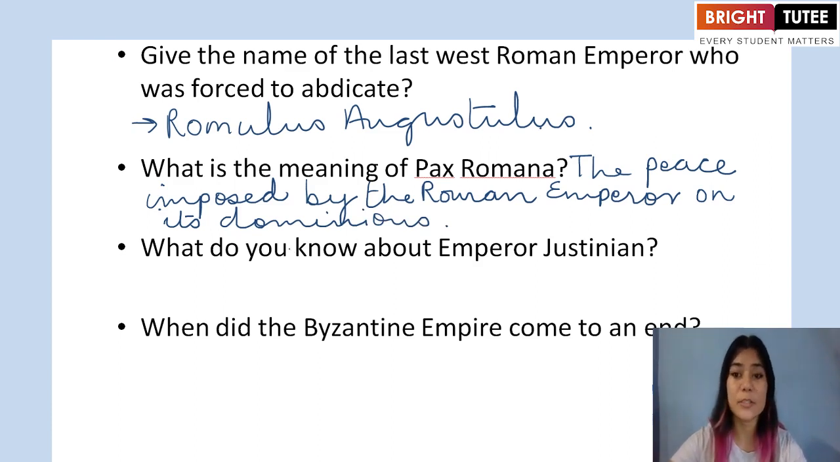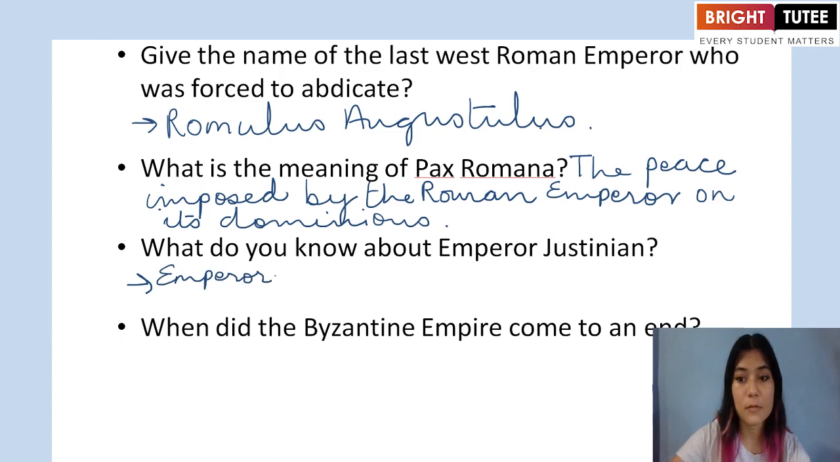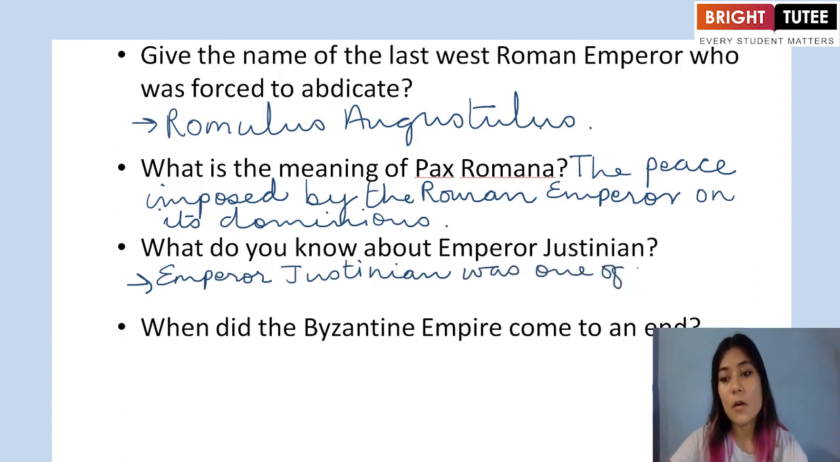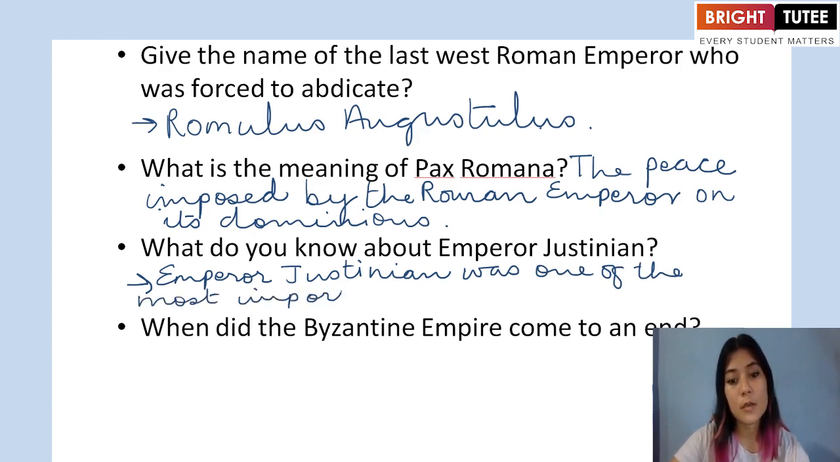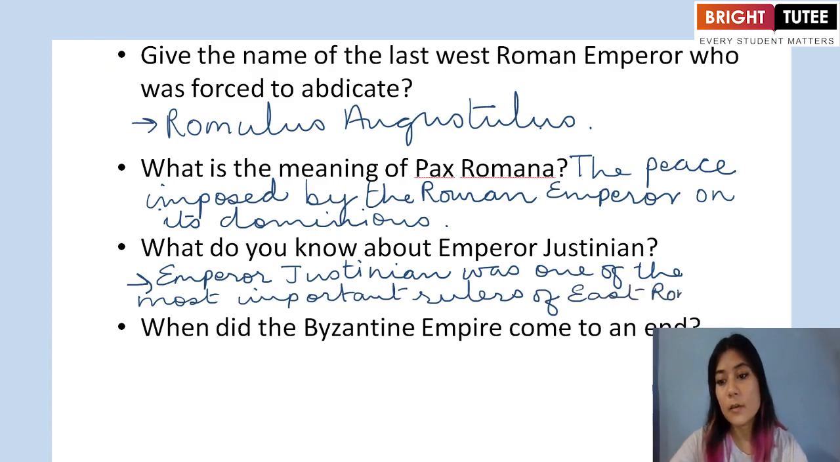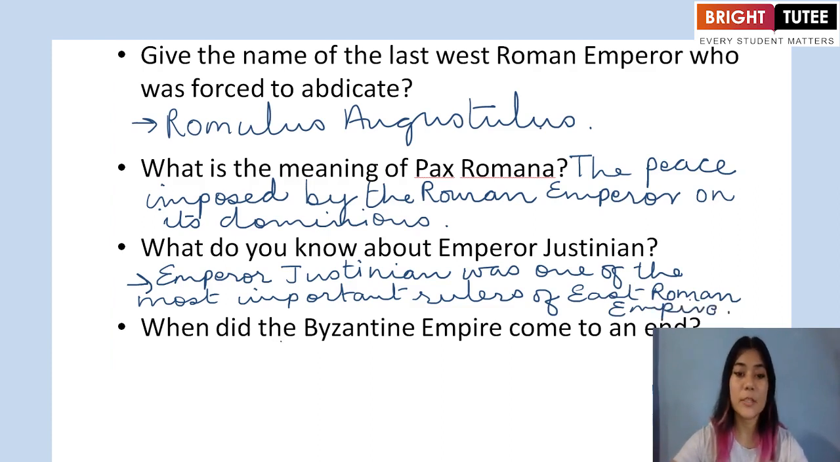Alright? The next question. What do you know about Emperor Justinian? Emperor Justinian was one of the most important rulers of East Roman Empire. Alright? The next question. When did the Byzantine Empire come to an end? It was in the year 1453 AD. Alright?